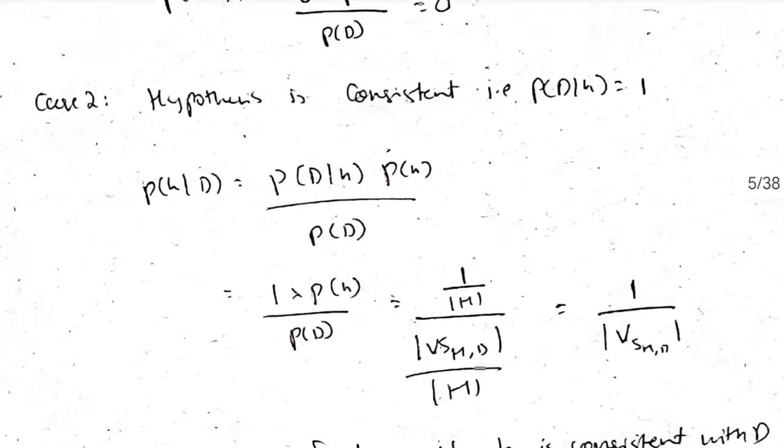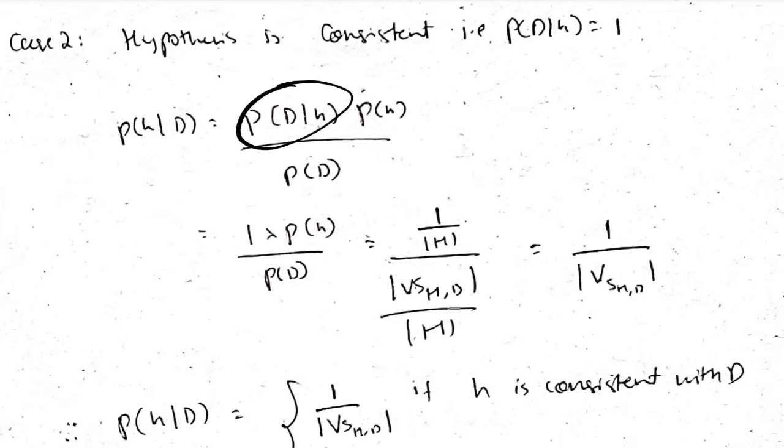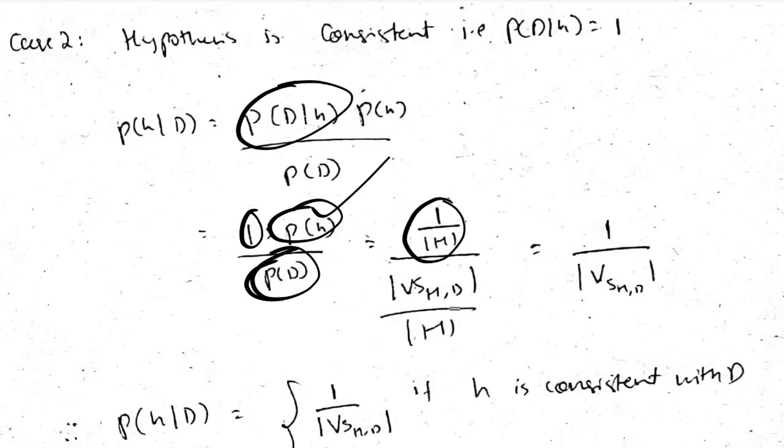In the second case, when it is 1, in this place we will be substituting 1. So what we will get is P(h) by P(D). P(h) is nothing but 1 by |H|, and P(D) is nothing but |VS_H,D|, the version space of H comma D, divided by |H|.